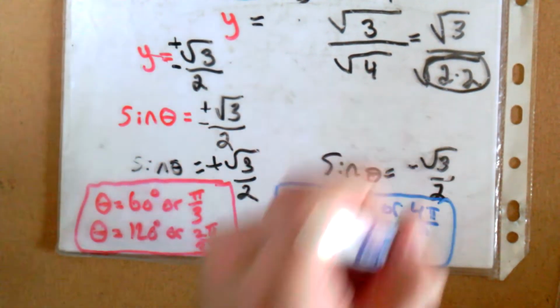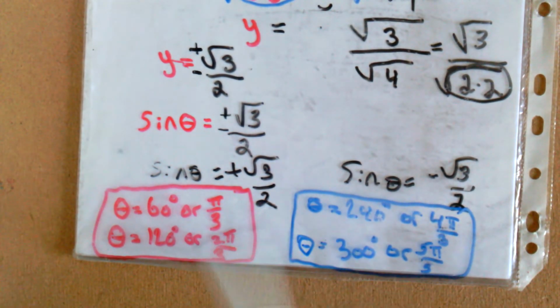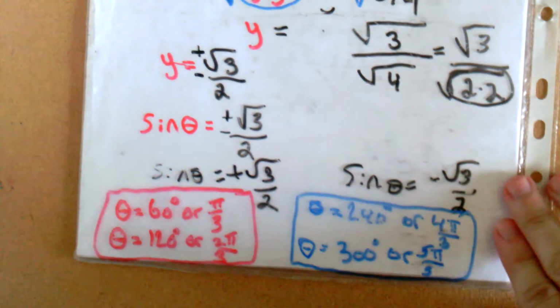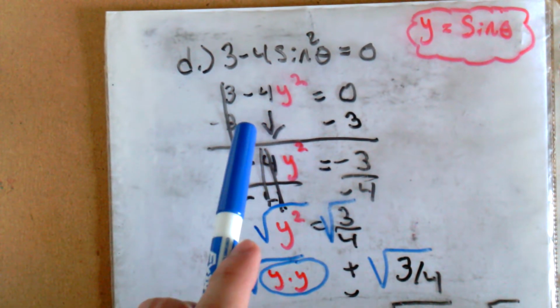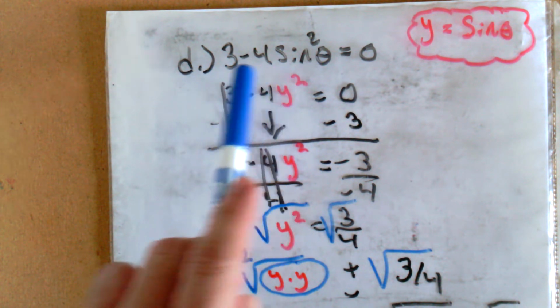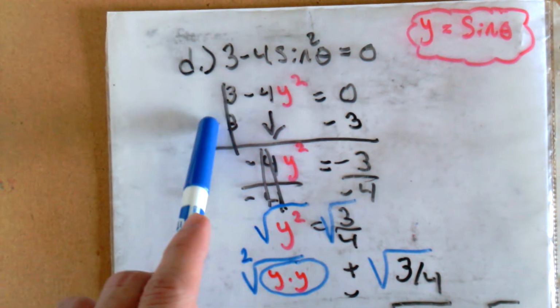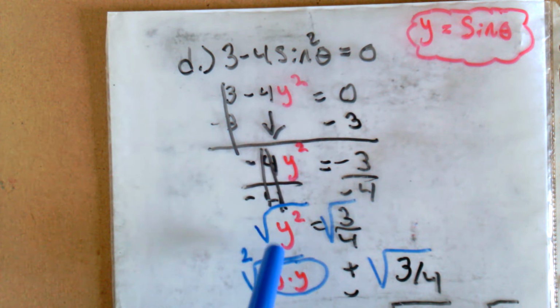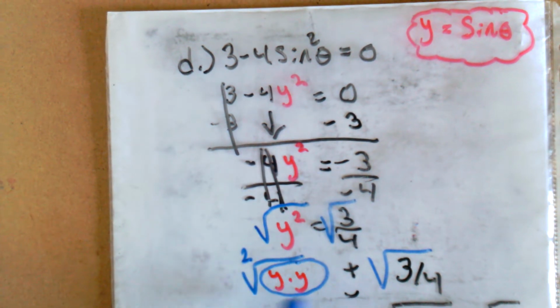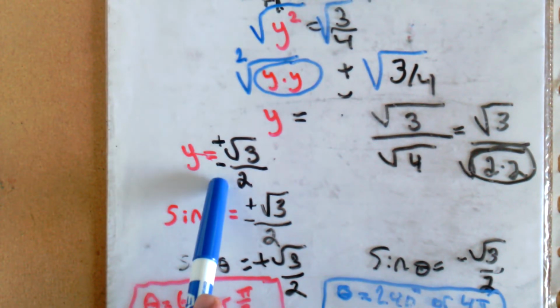Okay, so notice that we actually ended up with 4 answers. This problem was a little bit more difficult than the other ones we've seen so far. But that's problem D. Just as a review of what we did, we wanted to get the trig function by itself with a value. So we needed to get rid of the 3. We subtracted 3 from both sides. Then we needed to get rid of the 4, so we divided both sides by 4. We needed to get rid of the squared, so we took the square root of both sides. Then we got y by itself, equal to plus and minus the square root of 3 over 2.